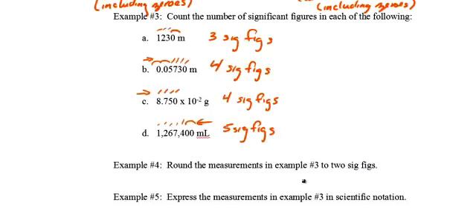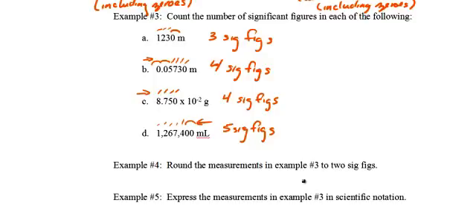And welcome back to 3.1 podcast. In the last podcast, we were dealing with significant figures and expressing accuracy appropriately. And in this podcast, we want to take a look at rounding measurements and expressing them again in scientific notation, and then doing some calculations.